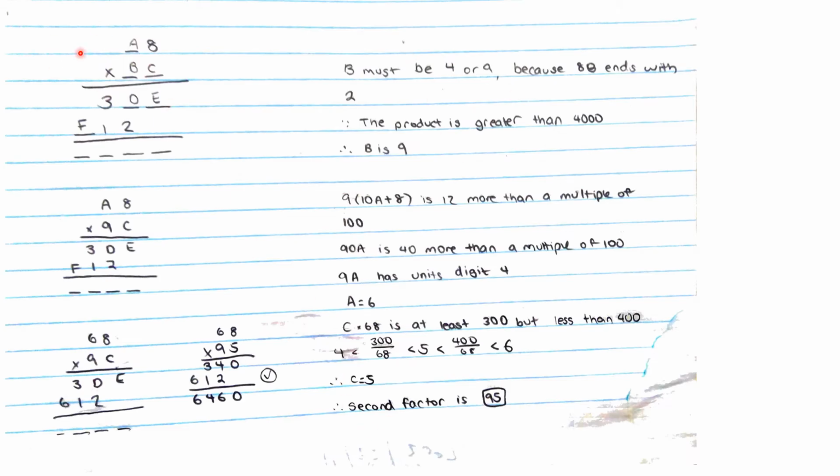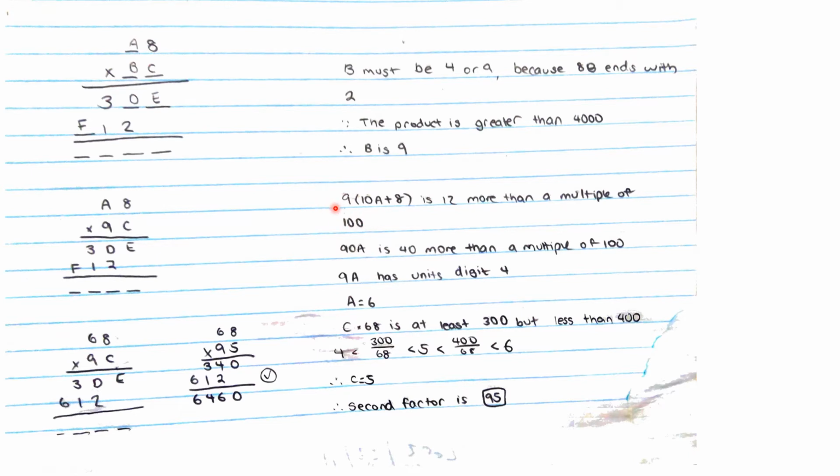So if it's like this, we label these as A, B, C, D, E, and F. So B must be 4 or 9 because 8B ends with a 2. So 8 times B over here ends with a 2, so B must be 4 or 9. And since the product is greater than 4,000, it means that B is 9, because if B is equal to 4, then it's probably too small to be over 4,000.